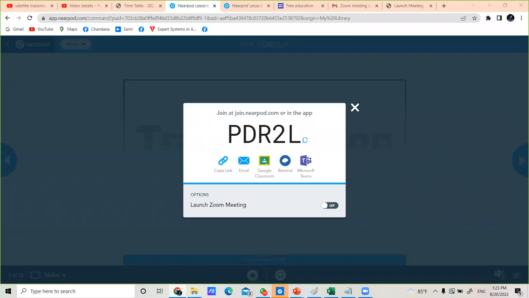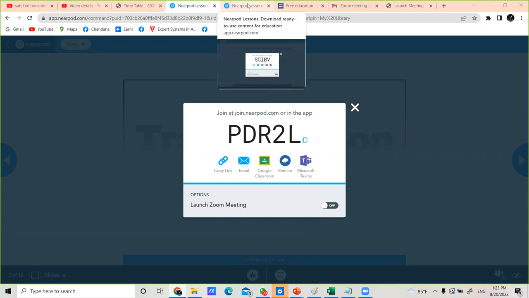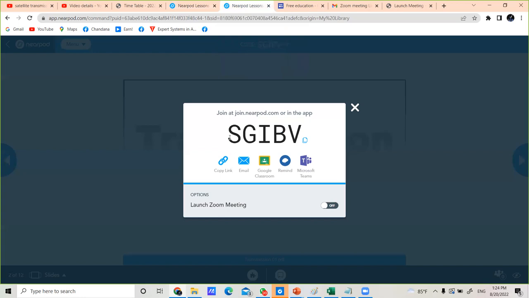PDR2L, with a capital L, I have written in the chat box also. You can now find it. Sometimes some students may not be able to log in. In that case, I give you another join code. You can use this one also. Use only one join code, don't use both. This one is also okay: SGIBB.